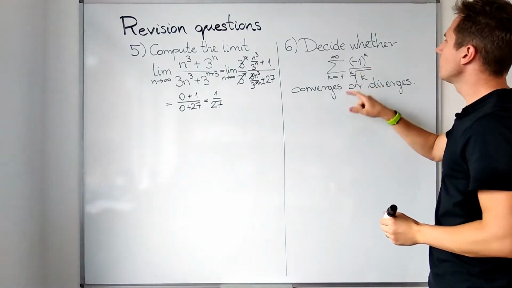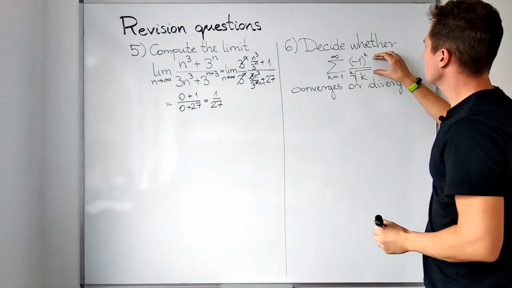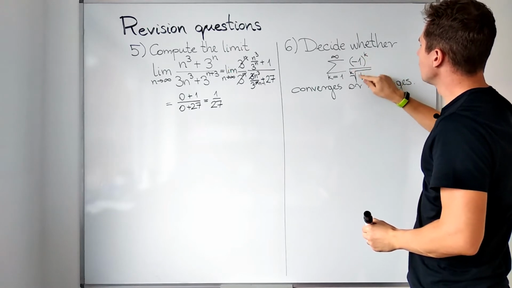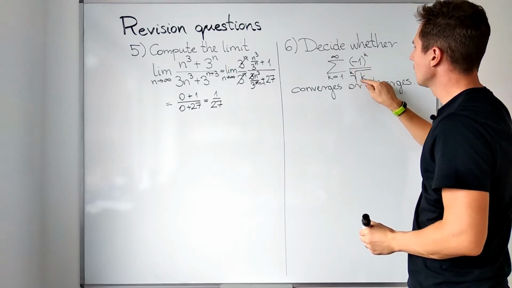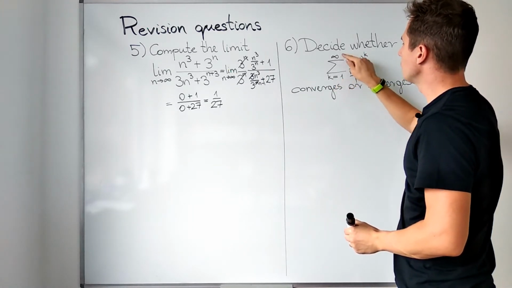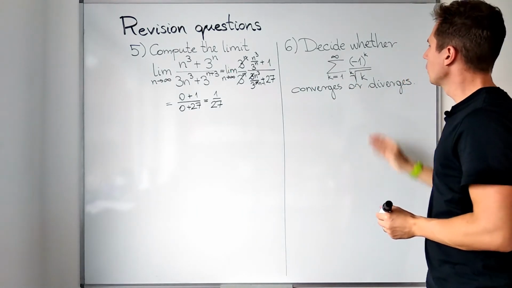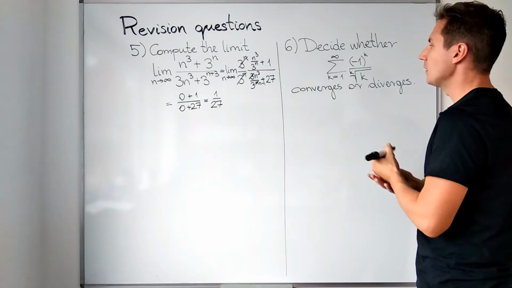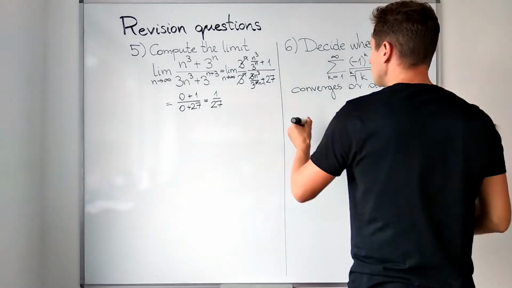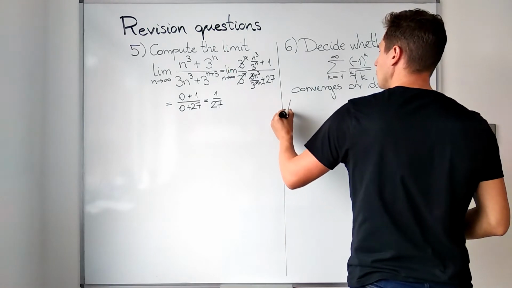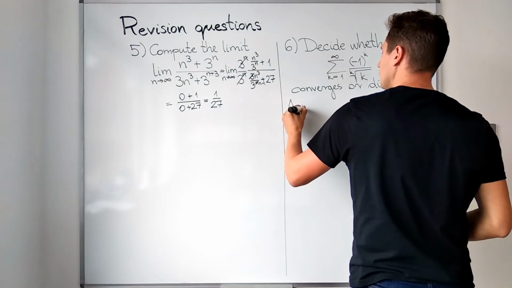Next, decide whether the infinite series of summing minus 1 to the power k divided by the kth root of k, with k going from 1 to infinity, converges or diverges. So if you look at this series, and always when you are trying to establish the convergence of series, the first thing you want to do is apply the vanishing test.